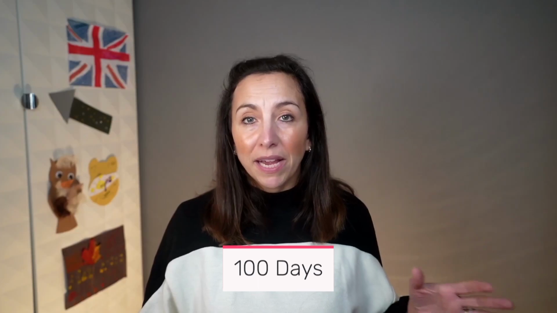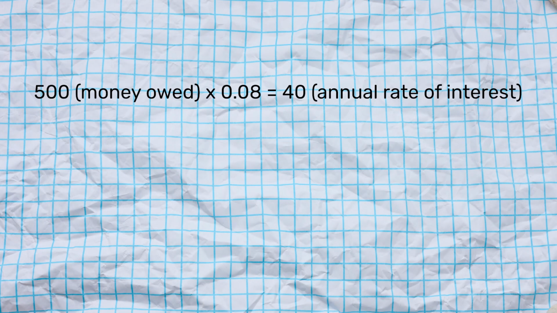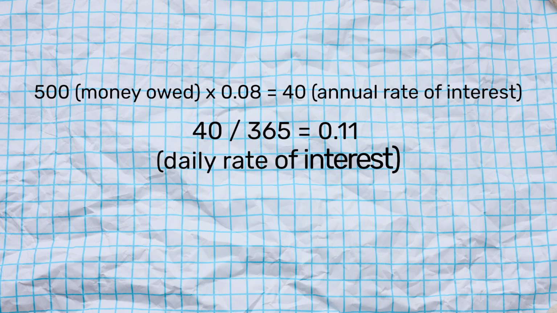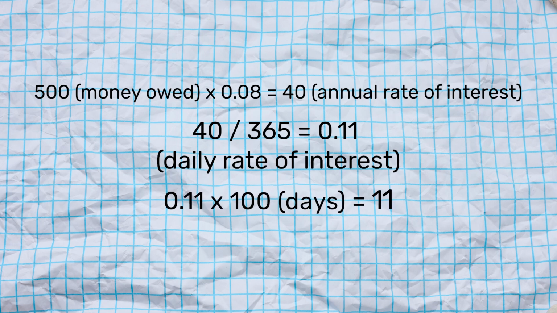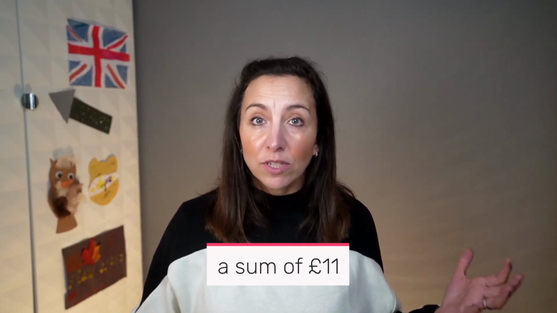For example, if you have a debt worth £500 that you've owed for 100 days, the claim would be calculated as 500, the money owed, times 0.08 equals 40, annual rate of interest. 40 divided by 365 equals 0.11, that's a daily rate of interest. 0.11 times 100 days equals 11. The statutory interest at a rate of 8% in this case would equal a sum of £11 awarded to the claimant in interest and thus added to the debtor's account to be repaid.